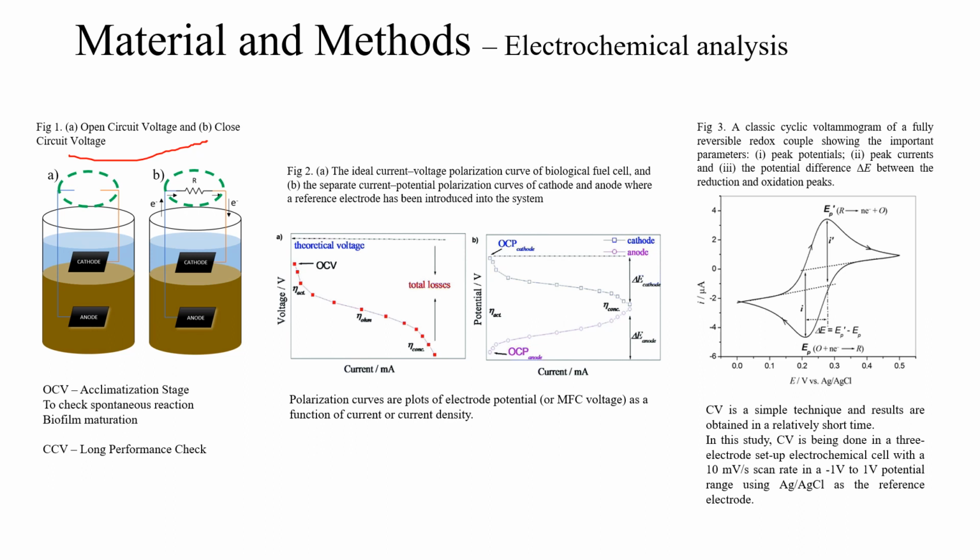Meanwhile, the closed circuit voltage is called that because the circuit is connected and there is an electron flow from the anode area to the cathode area. The OCV, or open circuit voltage, is also called the acclimatization stage, and its function is to check the spontaneous reactions or biofilm maturation on the anode area. Meanwhile, the CCV is to check the long-term performance of the SMFC as a whole.